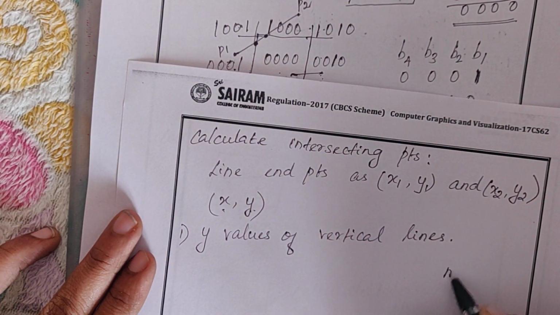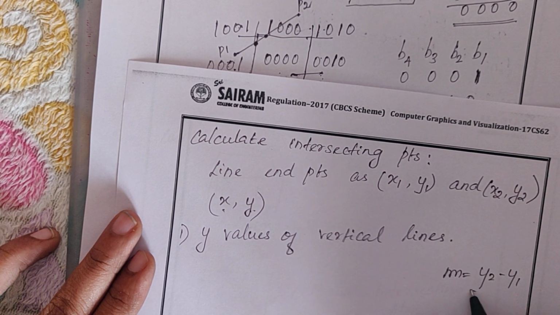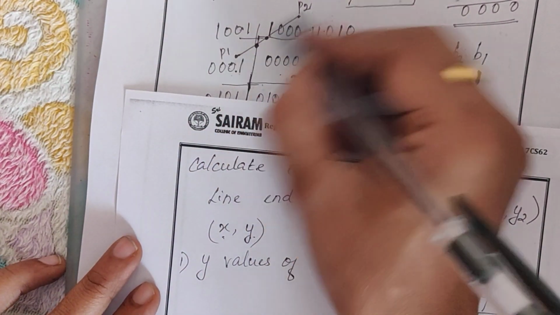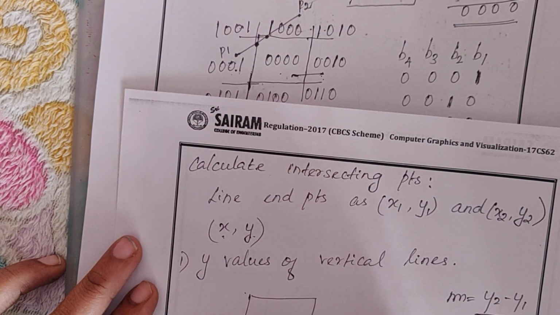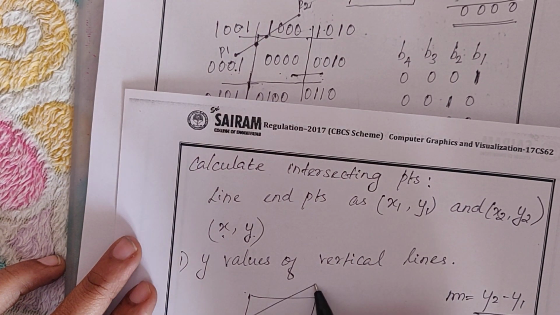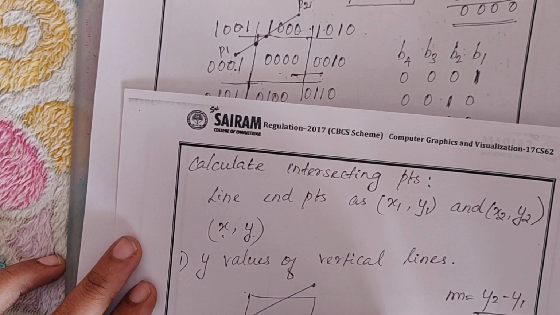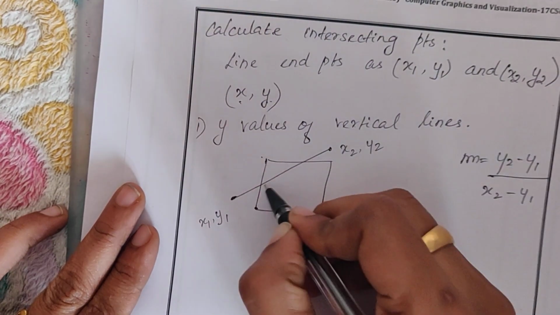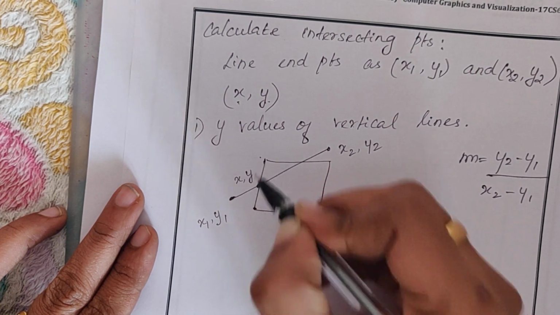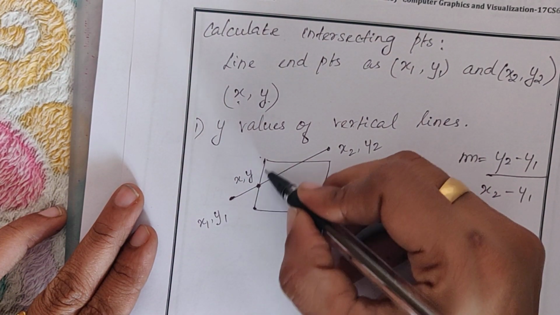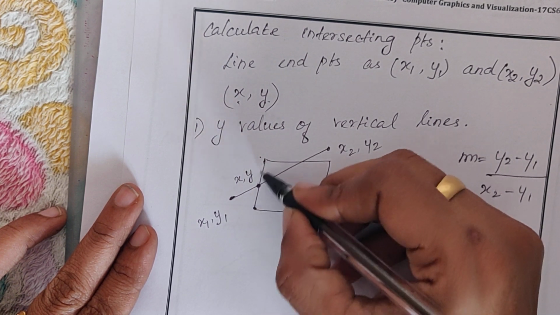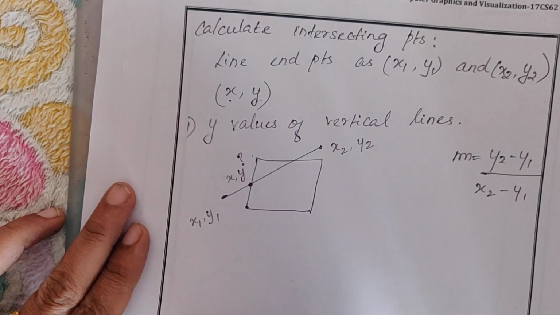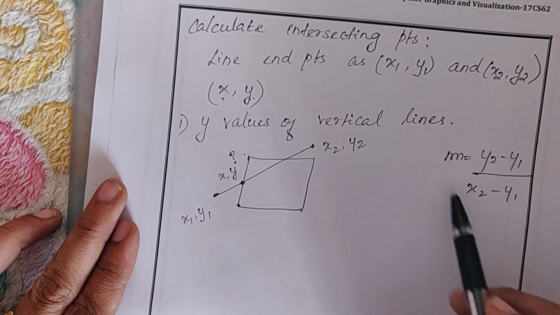You know, slope m is equal to (y2 minus y1) by (x2 minus x1), right? I'll draw this line here. The endpoints I have taken as x1, y1 and x2, y2. This intersecting point I have taken as x, y. Throughout this line x remains the same and y keeps on changing, so here I have to calculate only y. To calculate this y value, I'll use this slope formula.